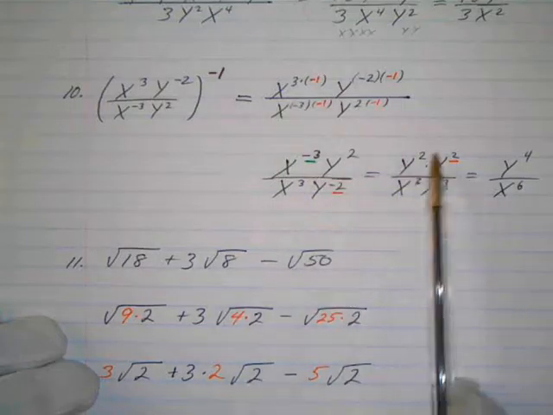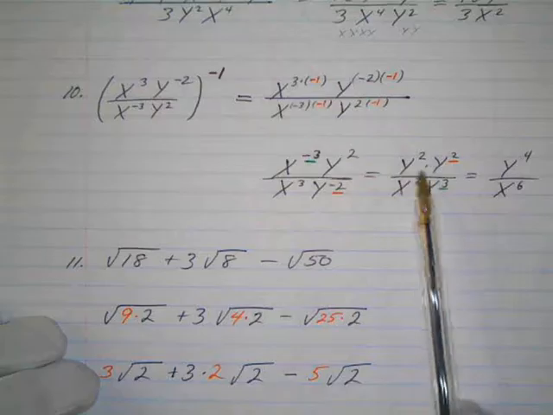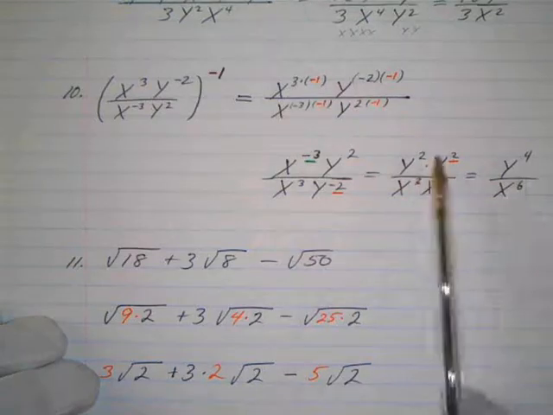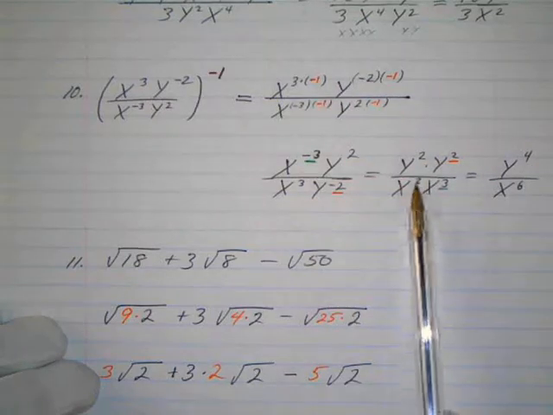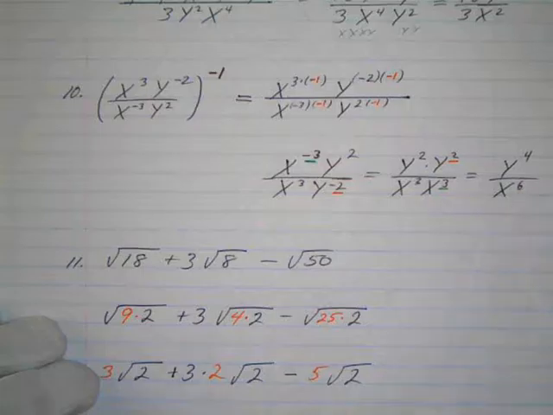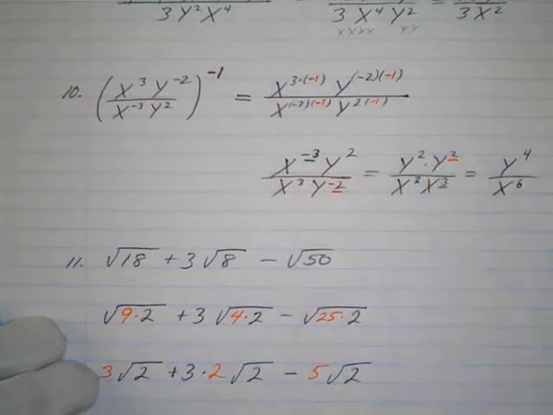And then when I multiply, what's 2 plus 2? 4. Remember, when we multiply, we add the exponents. So 2 plus 2 is 4, and 3 plus 3 is 6. Okay? So be careful, you add the exponents.